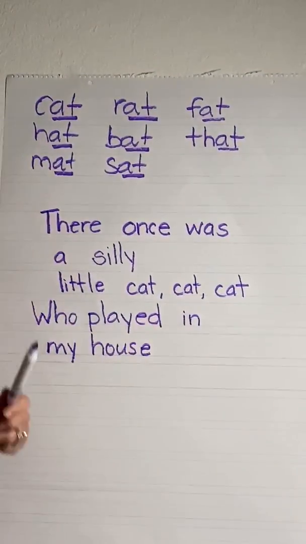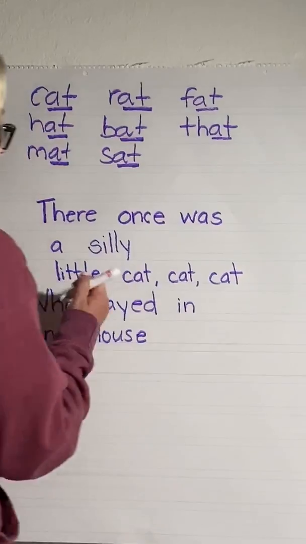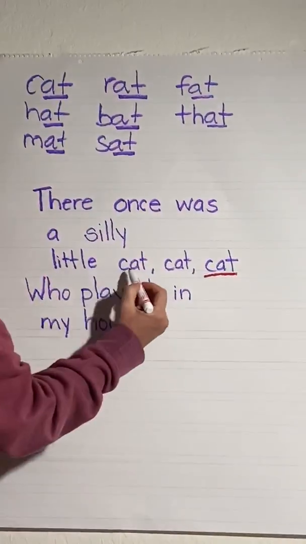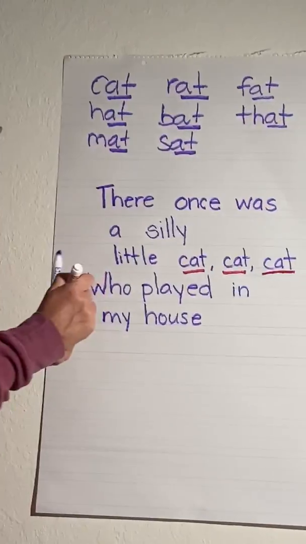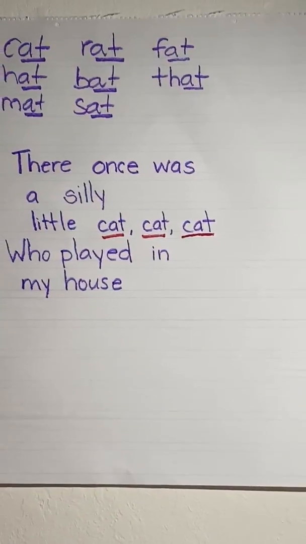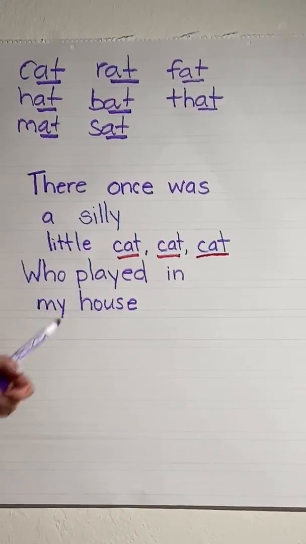Now, I want to use some rhyming. So let's look at what I ended this one with. What did I end it with? Cat. So the three repeating words were cat. So I want to rhyme just like they did in the frog and log one. So I got to rhyme with cat, and he's playing in my house.